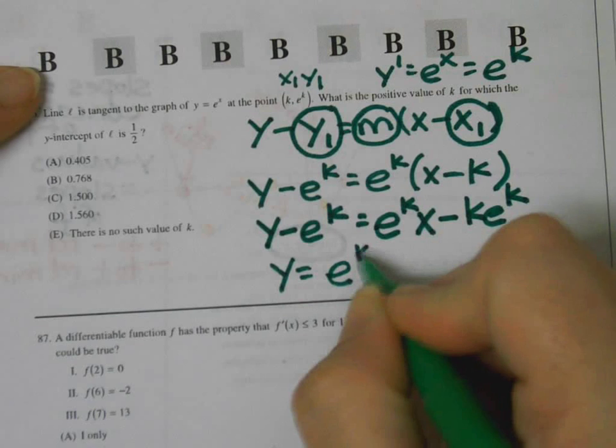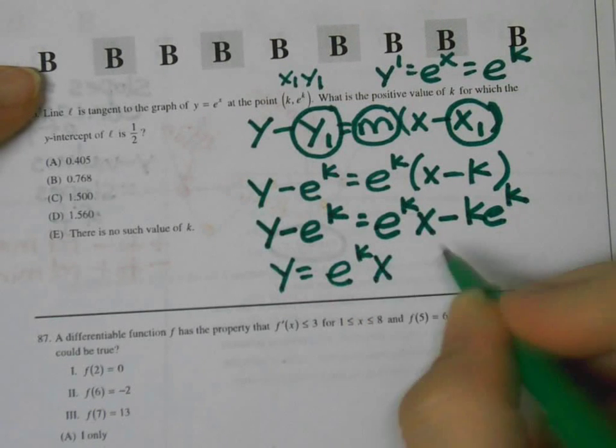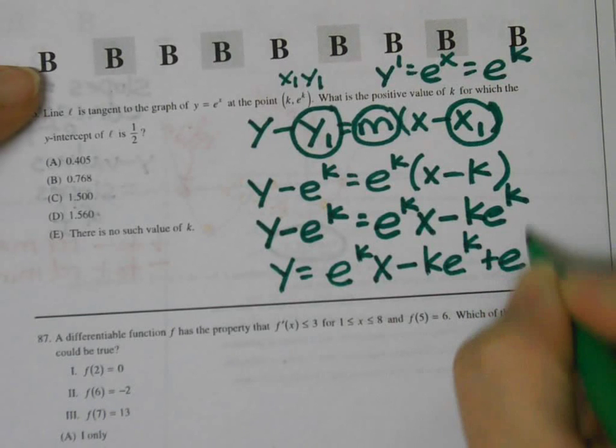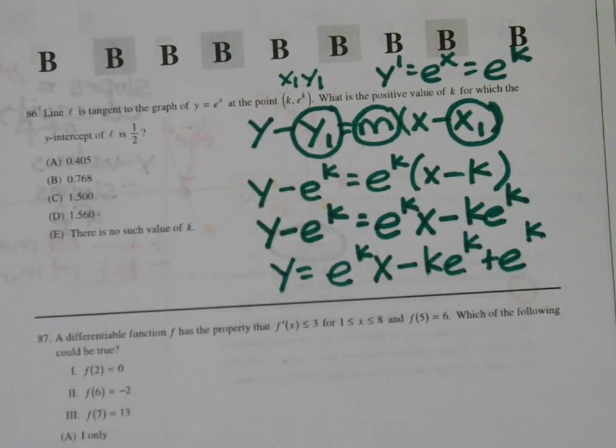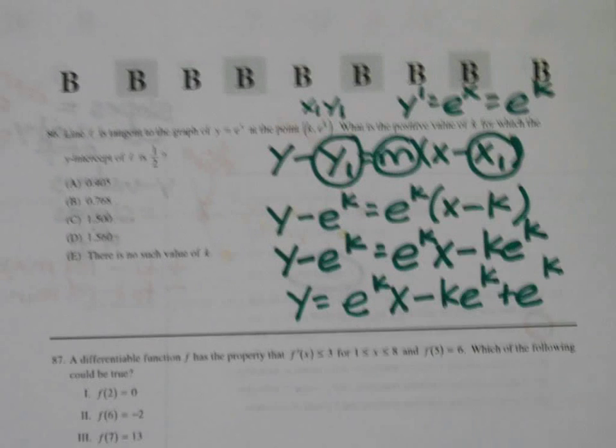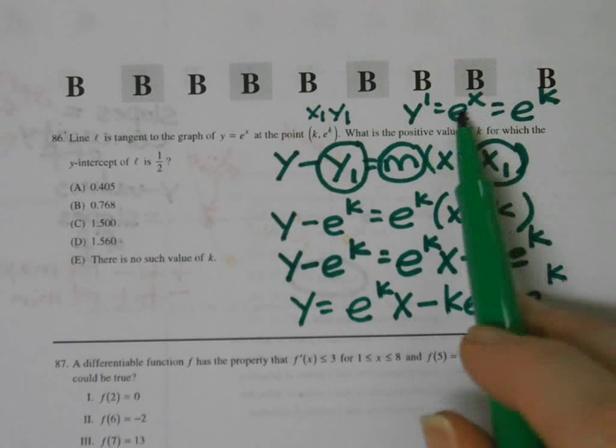And I'm going to do menu, analyze graph, intersection. And we only want the positive value, so I'm just going to find this point of intersection over here. So 0.768. Which is B. Yeah, when we first started out, I thought the problem was going to be easy. But it wasn't really. It was pretty tricky.